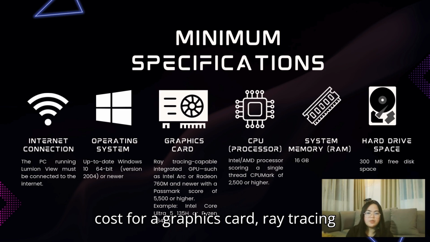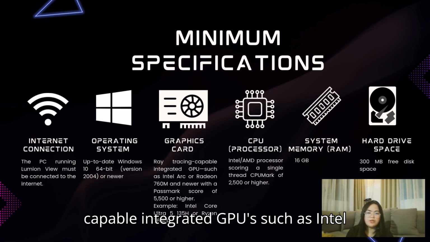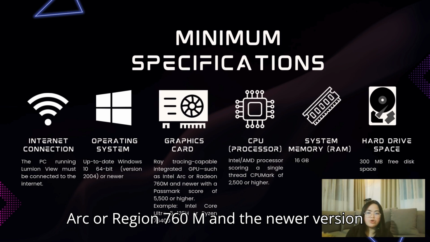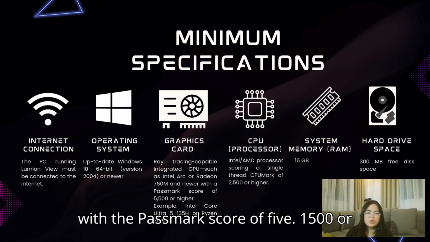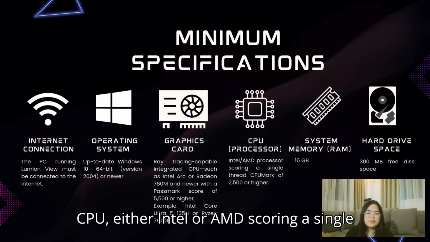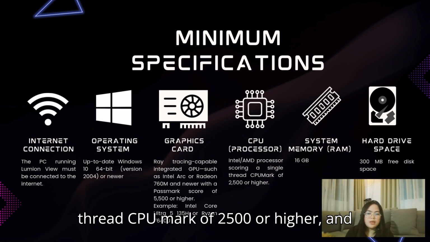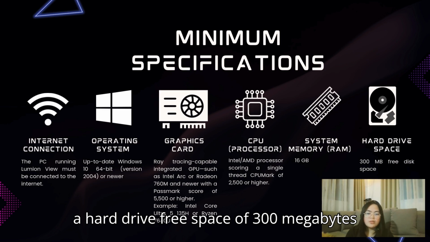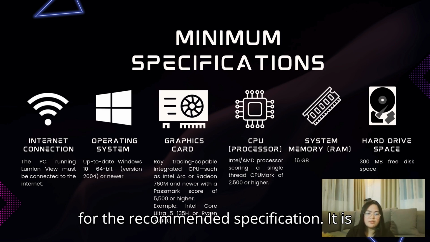For performance, the minimum calls for a graphics card, a ray tracing capable integrated GPU such as Intel Arc or Radeon 760M, and a newer version with a PassMark score of 5500 or higher. Examples are Intel Core Ultra 5 135H or Ryzen 7640U. It also needs 16 GB of RAM, a CPU, either Intel or AMD, scoring a single-thread CPU mark of 2500 or higher, and a hard drive free disk space of 300 MB.